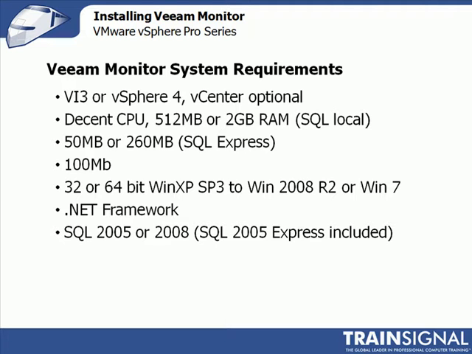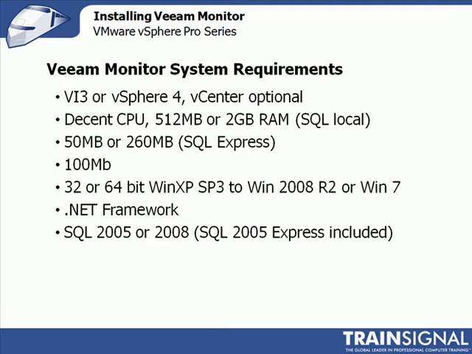Of course, you need a decent CPU on a relatively new server. This application is going to be collecting data about your entire virtual infrastructure and putting it in a SQL database, so you want something relatively decent to run this application on. You at least need 512 megabytes of RAM or 2 gigabytes of RAM. Those are the minimum system requirements. The 2 gig is if you're running SQL Server local. And of course, in the real world, you're going to want a lot more RAM than that.